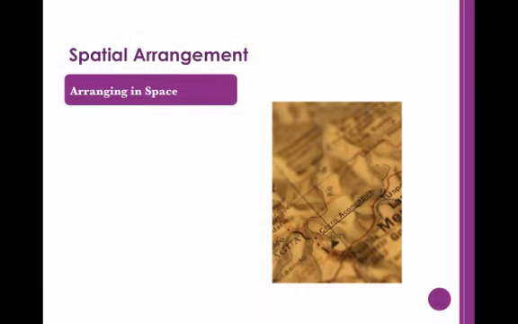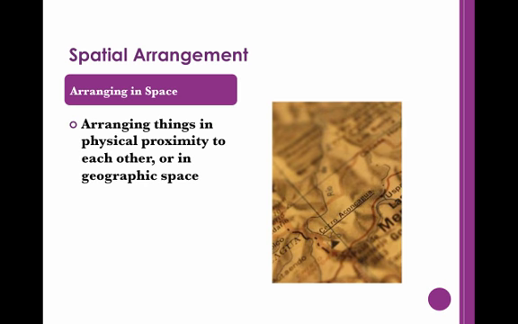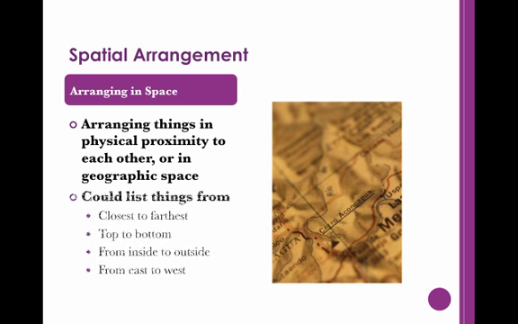The second type we're going to talk about is the spatial pattern of arrangement. This pattern has to do with arranging things in physical proximity to each other, or in geographic space. In this pattern, you could list things from closest to farthest away, from top to bottom, from inside out, from east to west, and so on.